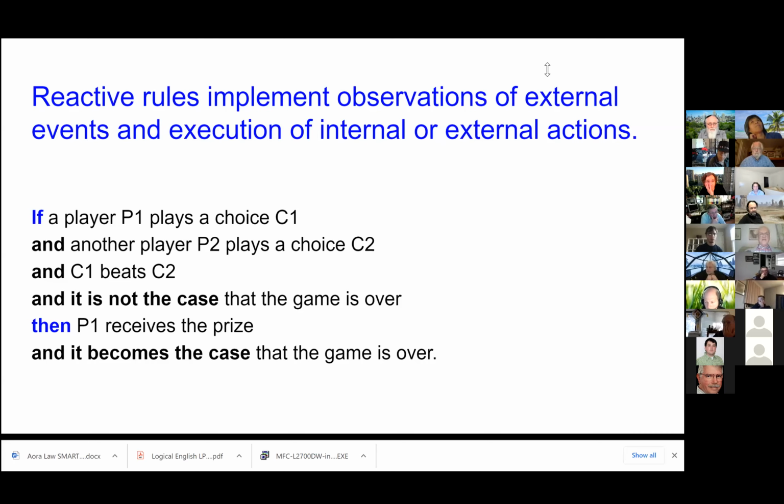Anyway, this language of Logical English is an extension of logic programming in Prolog, implemented in Prolog, but it's actually a sugared syntax for the language LPS, logical production systems, which extends logic programming by introducing reactive rules, which are like condition-action rules, but have a logical semantics. I'll say more about that later. And we write them in this somewhat different form.